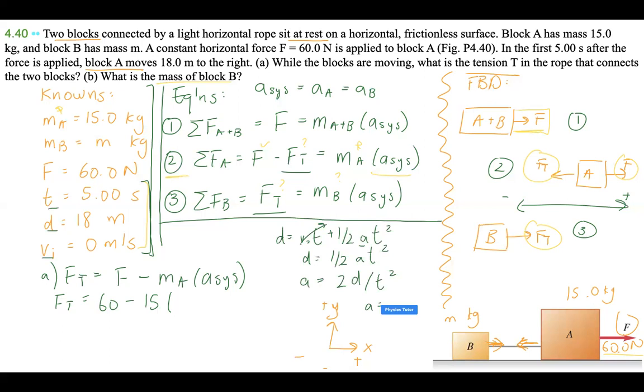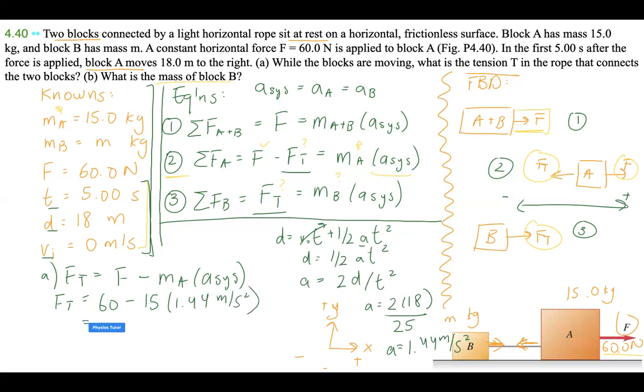And I'm going to plug in all of my values. So its acceleration is equal to 2 times 18 divided by 25, right? And the acceleration that I get is 1.44 meters per second squared. And let me just double check that on my calculator just because I don't want to make any mistakes. Okay, so yeah, 1.44 meters per second squared.